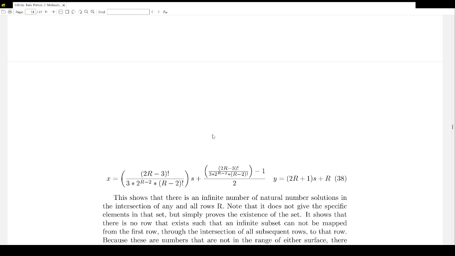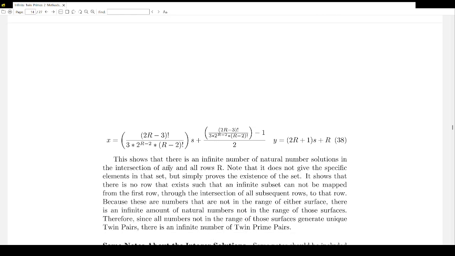Now, I talk about some of the implications of this. It shows that there is an infinite number of natural number solutions in the intersection of any and all rows R. Note, it does not give the specific elements in that set, but simply proves the existence of the set. And that's an important distinction to make. It shows that there's no row that exists such that an infinite subset cannot be mapped from the first row through the intersection of all subsequent rows to that row.